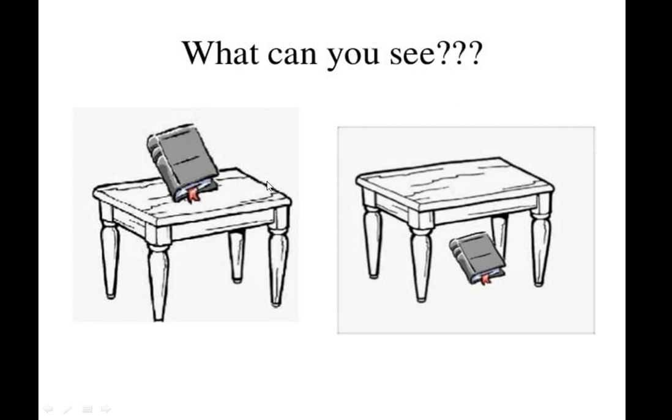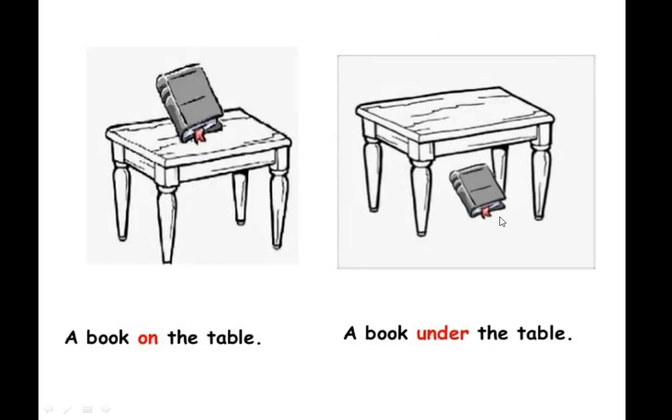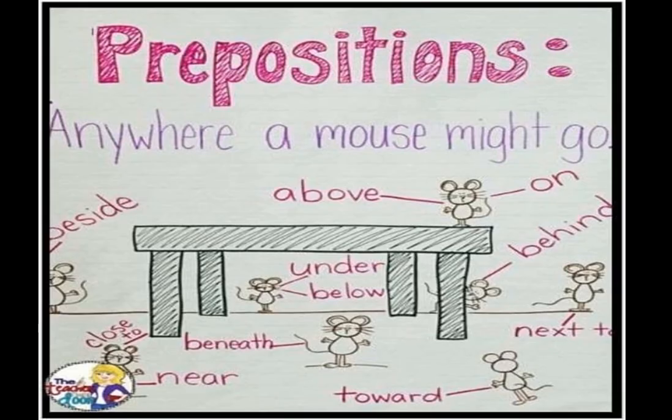What can you see? A book and a table. Here also a book and a table. So a book on the table and a book under the table. So prepositions, anywhere a mouse might go. It can go above or on, behind the table, next to the table, towards the table, under or below the table, beneath the table, near the table, close to the table, beside the table.